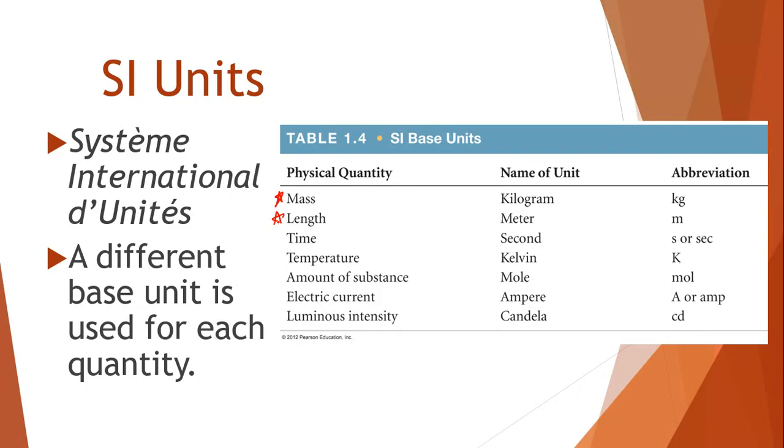We also sometimes have to measure the length, and that's in meters. Time is typically in seconds, temperature is in Kelvin, and the last one is the amount of substance, and you hit this at the end of regular chemistry, and that is the mole. We do not get to electric current or luminous intensity. Typically, those are usually talked about in physics class.